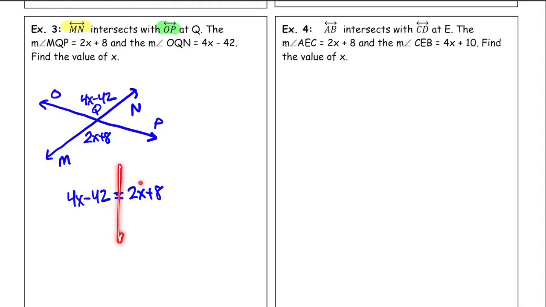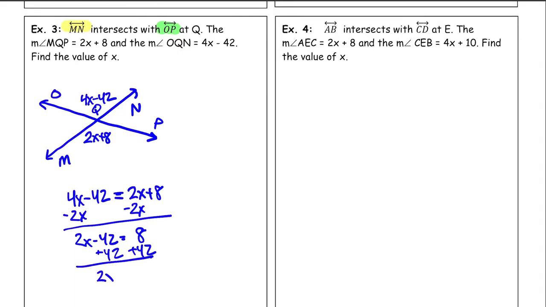Now, if you notice, your variables are on opposite sides of the equation, so we want to take the smaller one and subtract it over. So I'll subtract 2x from both sides. That gets me 2x minus 42 equals 8. And let's add 42. That gets me 2x equals 50. Divide by 2. And x equals 25.